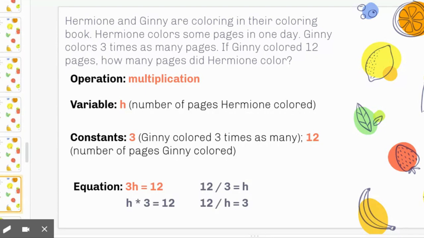And again, if we look back at the problem, that actually makes the most sense, because since Ginny colored 3 times as many pages as Hermione, that means Hermione colored fewer. So if you found h to be 36 and you checked back in the problem, you would realize that 36 is unreasonable. So in this case, we have to do 3 times h equals 12 as the best equation, or any of those other equations would be correct as well.